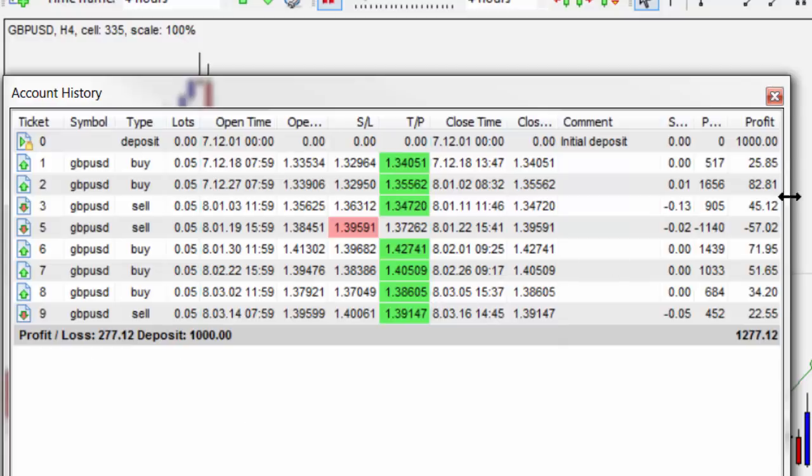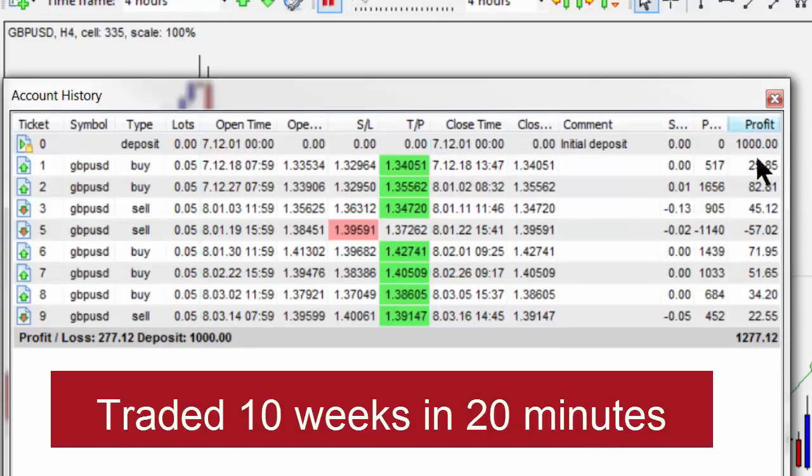Now, of the 8 that we've traded, 1 was unsuccessful. The others were nicely successful. So that was a good trading session. We've increased our account by over 25%. Always good when that happens.